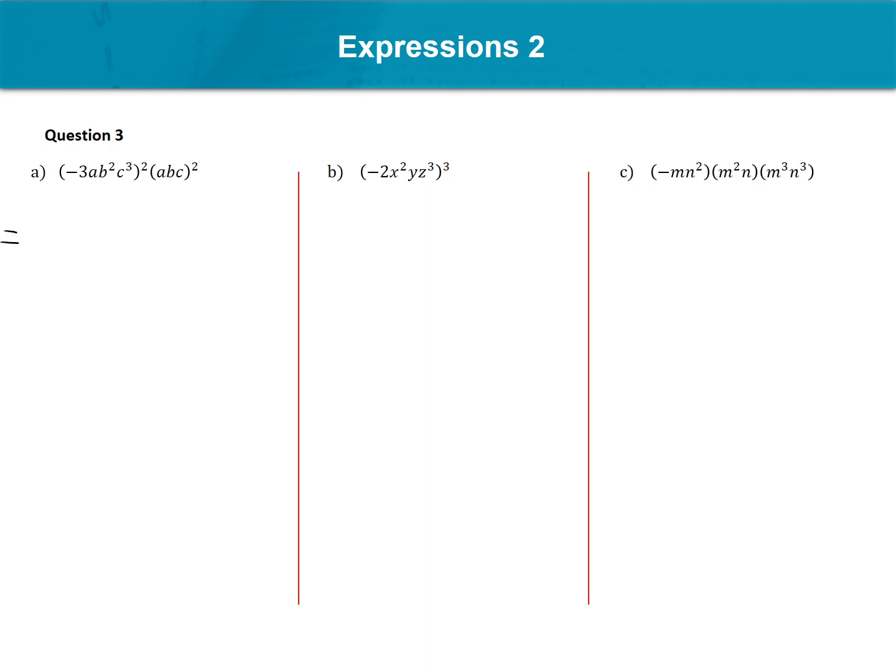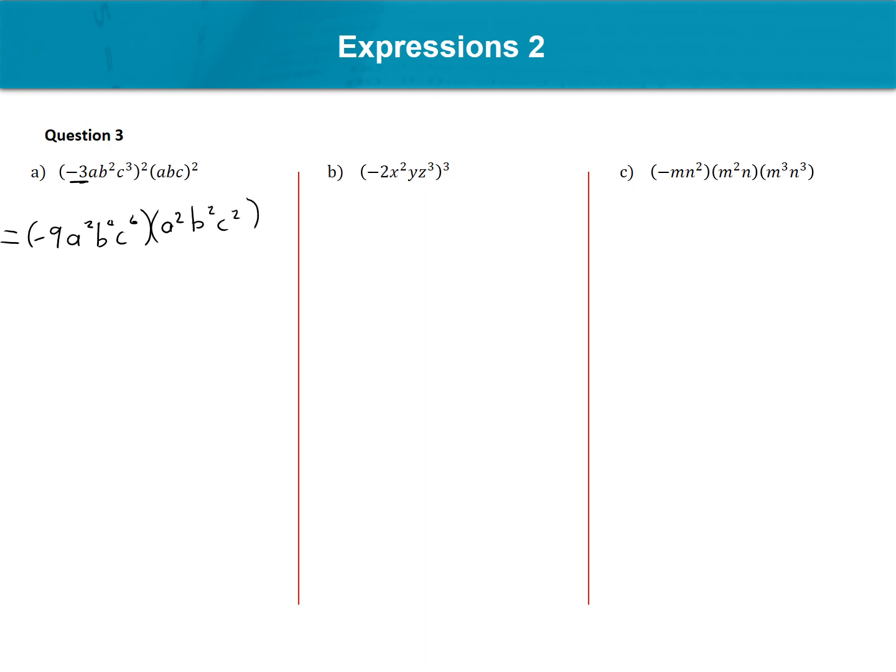So what we're going to do is we need to cube the coefficient as well. So negative 3 cubed gives you negative 9. Then a to the power 1 times this 2, so it's 1 times 2 gives you a squared. Then b, we have 2 times 2 gives you 4. And c, 3 times 2 gives you 6. Then we have the same thing here, but each of these are raised to the power of 1. So we have a squared, b squared, c squared.